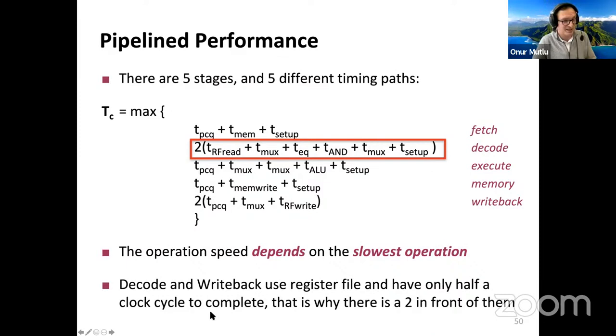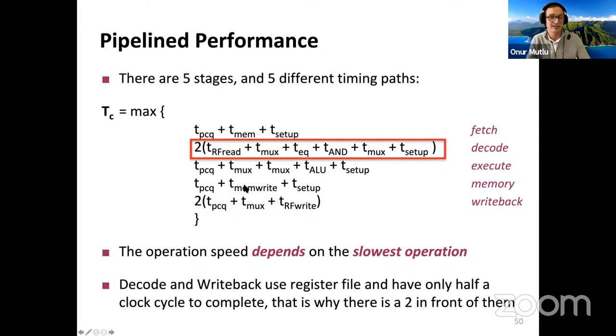That was a design choice that we made, which is probably a bad design choice, as you will see soon from here. But decode takes a very long time. So in half of the clock cycle, you need to finish all of these operations: read the register file, do the equality check calculation for the branch, go through the muxes, go through the setup time, go through the AND gate in half a clock cycle. That's why this is doubled, because the other half is used for writing into the register file from the write back stage, as we discussed earlier.